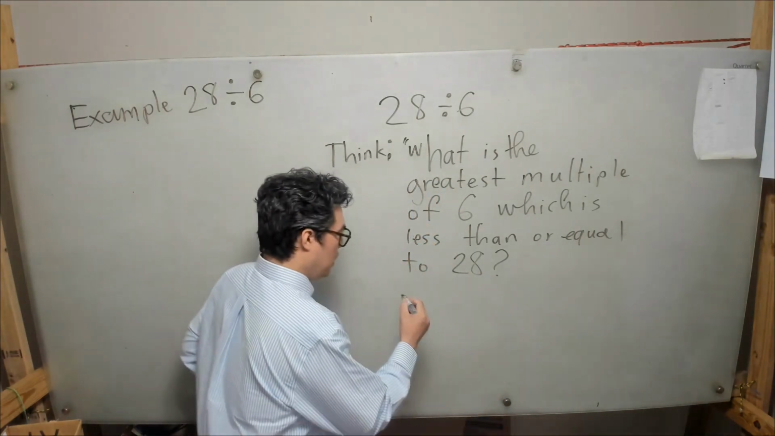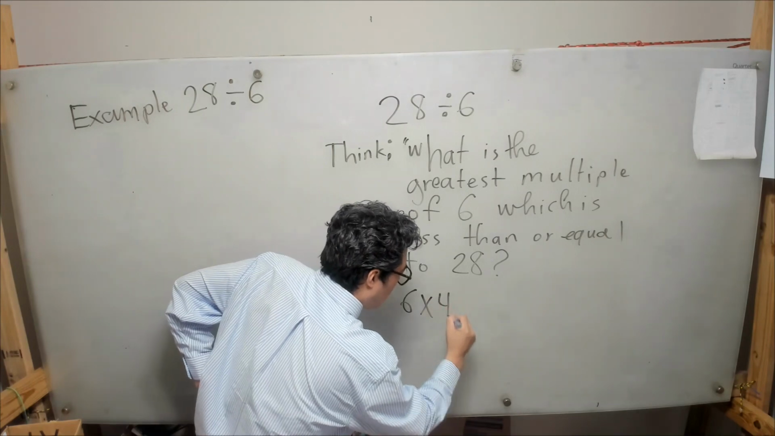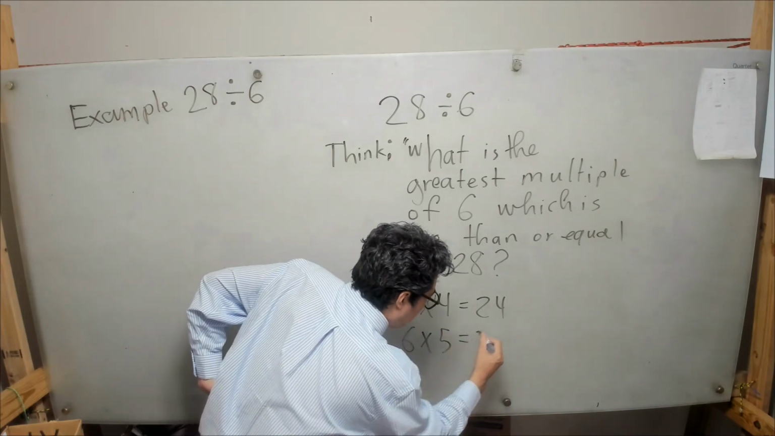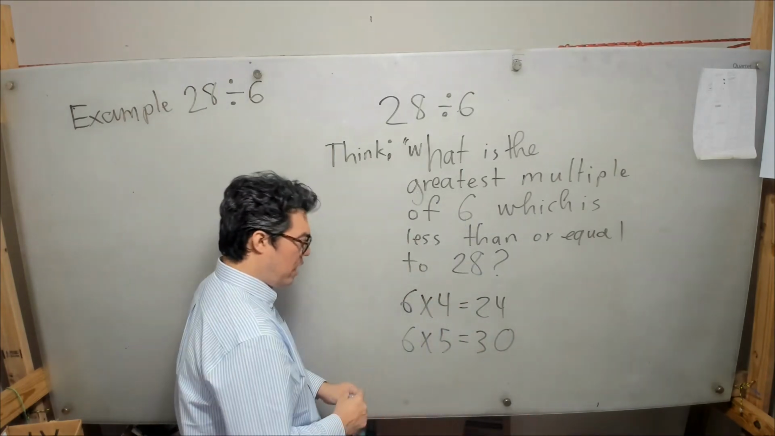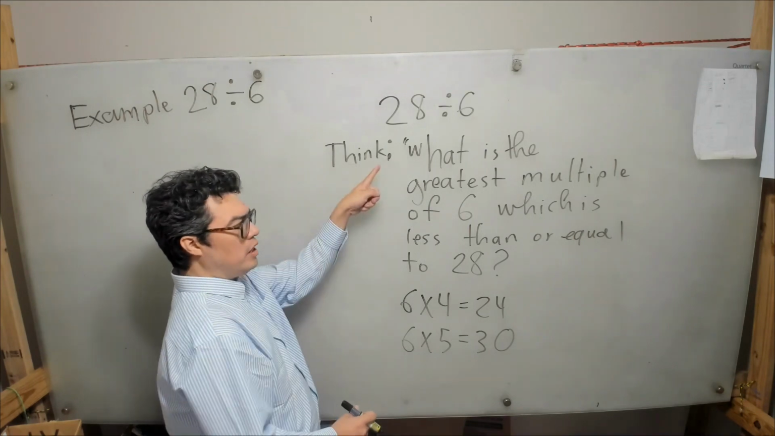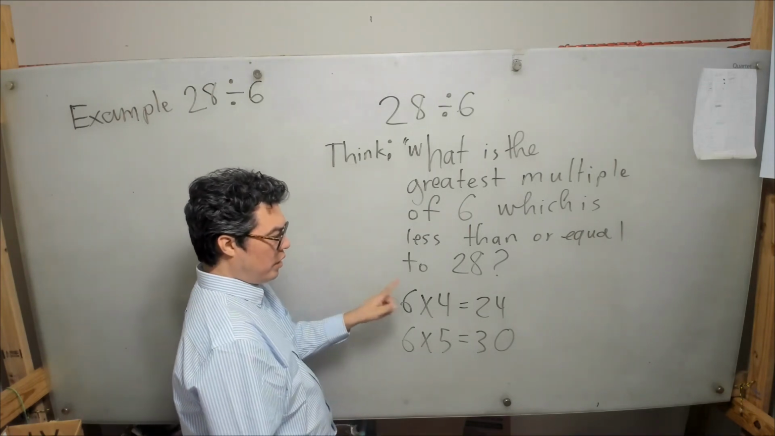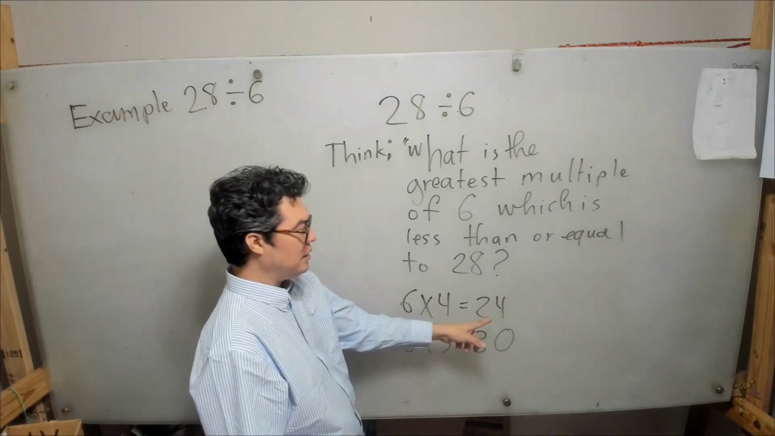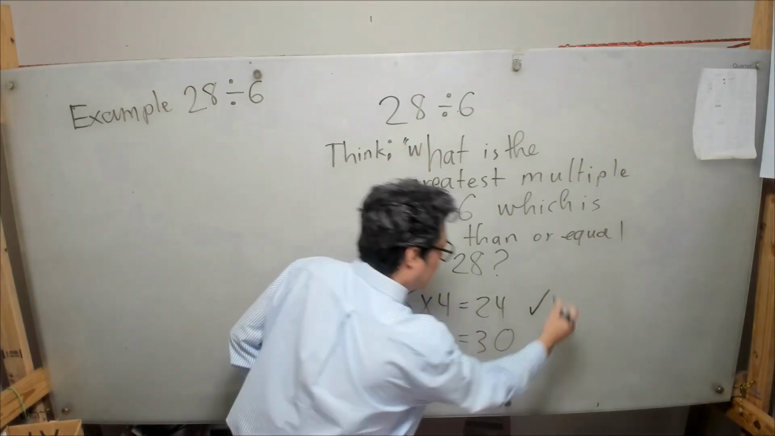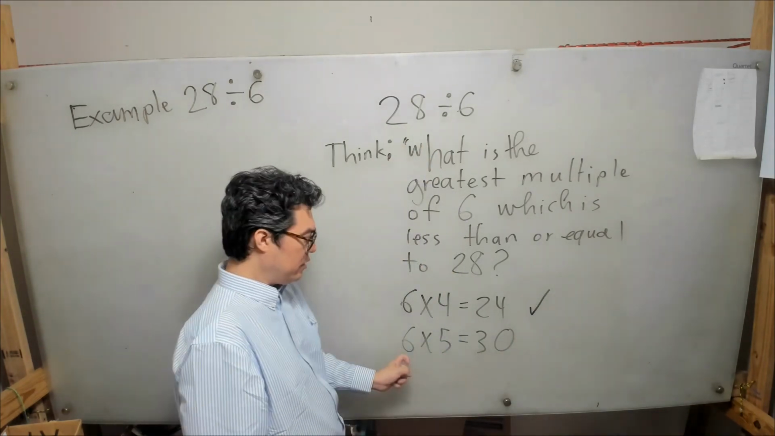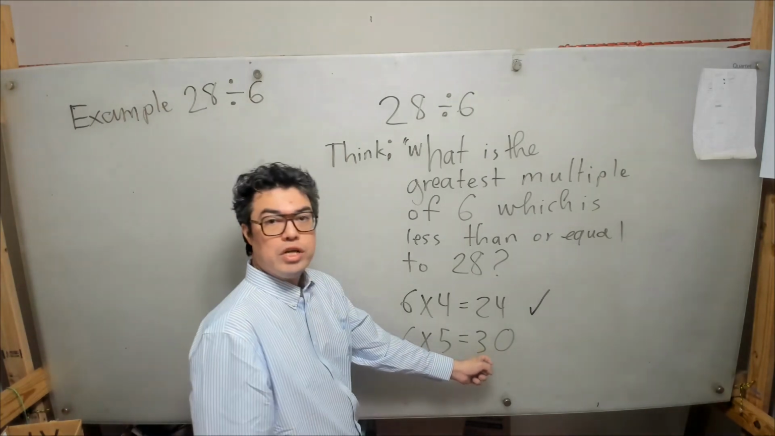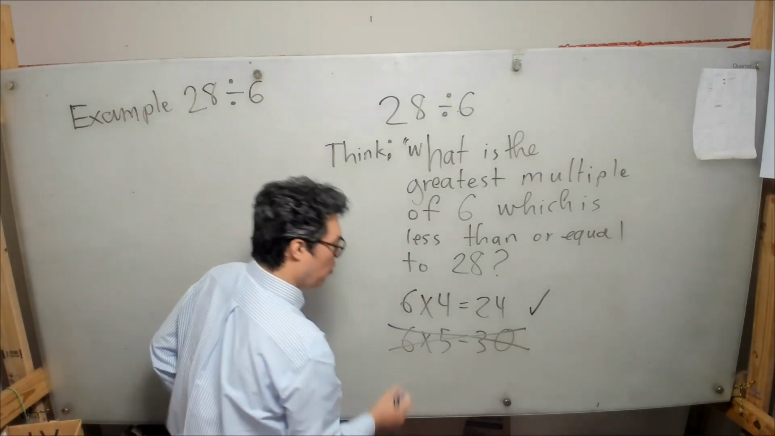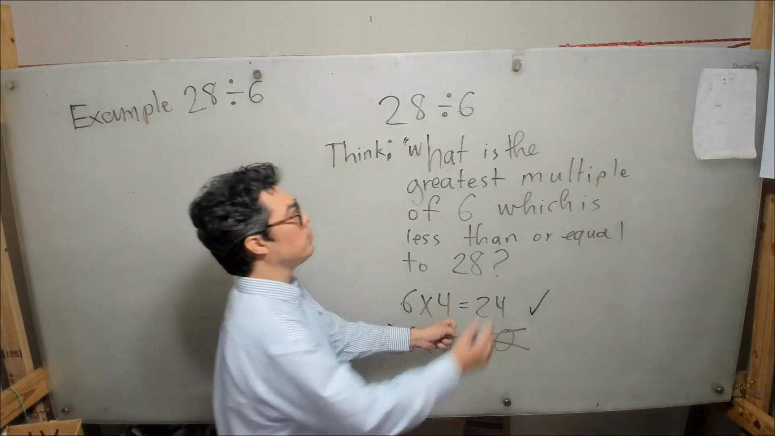Aha. We know that 6 times 4 is equal to 24, and we know that 6 times 5 is equal to 30. So when you think about this, what is the greatest multiple of 6 that is less than or equal to 28? 24 is a multiple of 6 because 6 times 4 is 24, right? And it's less than 28. This is a possibility. 30 is a multiple of 6 because 6 times 5 is 30, but 30 is too big. It's bigger than 28, so we cannot consider this one anymore. The answer will be 4.